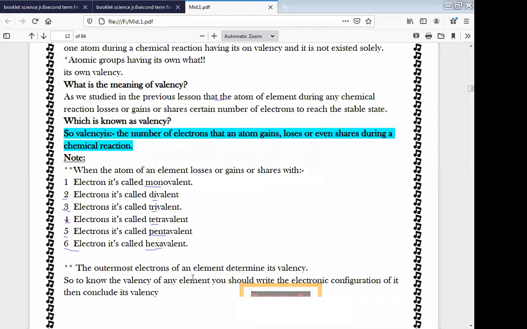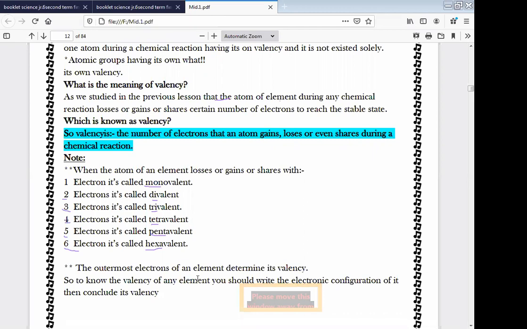The outermost electrons of an element determine its valency. We know from the previous lesson that the outermost energy level contains a number of electrons. If it contains 1 or 2 or 3, it will lose. 5, 6 or 7, gain. So the outermost energy level can determine the valency. If the outermost contains 1, it will lose 1 electron. When it loses 1 electron, it's monovalent.